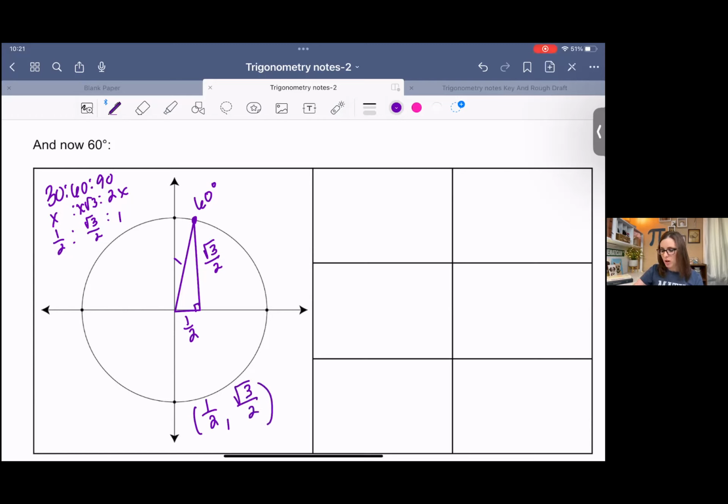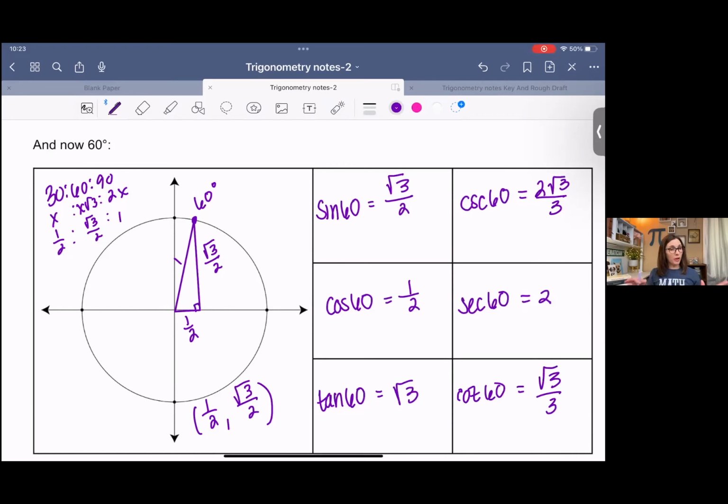So if you can kind of visualize what's happening here, if we were to plot this point, that point would be over a half, up root 3 over 2, x comma y. So that's what we're finding. Now do the trig functions. Pause it, do the trig functions, come back and check your work.